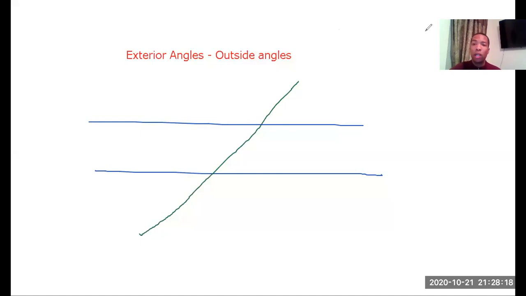The next thing we want to look at are the exterior angles, and the exterior angles is really talking about the angles that are on the outside. So that right there is an exterior angle. That is an exterior angle. Right here is an exterior angle, and right there is an exterior angle. Okay, so all the angles on the outside are exterior angles. Also keep in mind that these two angles right here and these two at the bottom, they are supplementary to each other. All right, so you add them up and they equal 180.